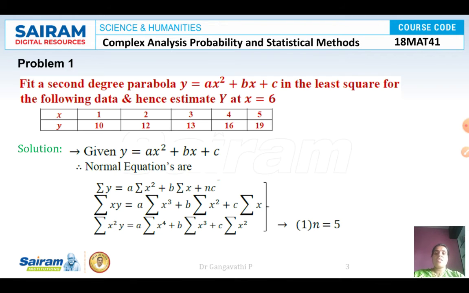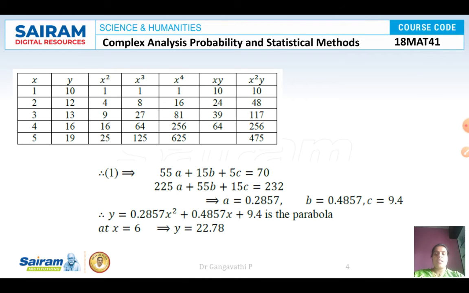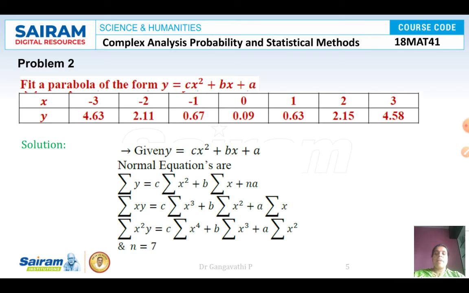And the question asks to estimate the value of y at x equal to 6. So put x equal to 6 in this equation and get the value of y. So x square, that is 6 square, into 0.2857 here. Once you substitute and simplify, you get the y value as 22.78. So that is how you need to evaluate the values.